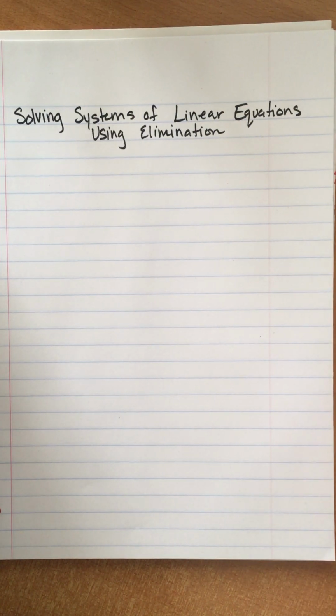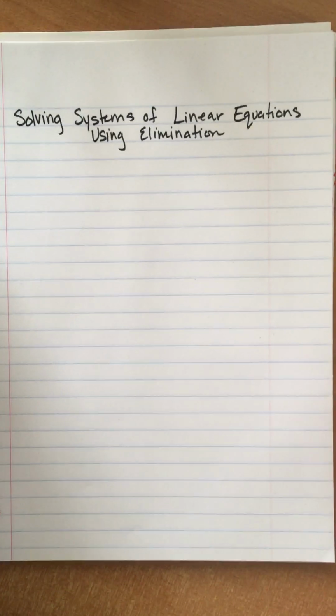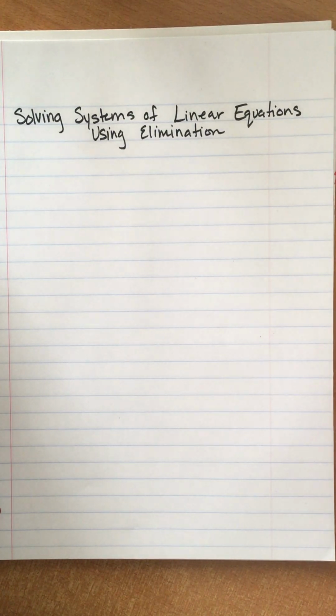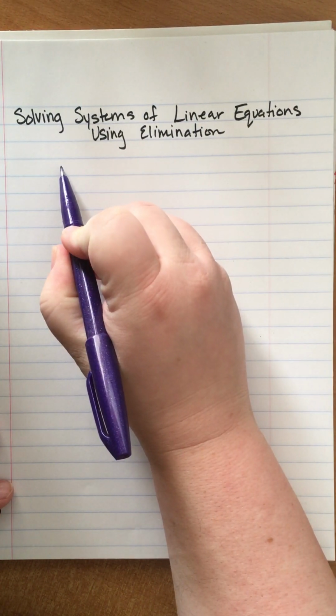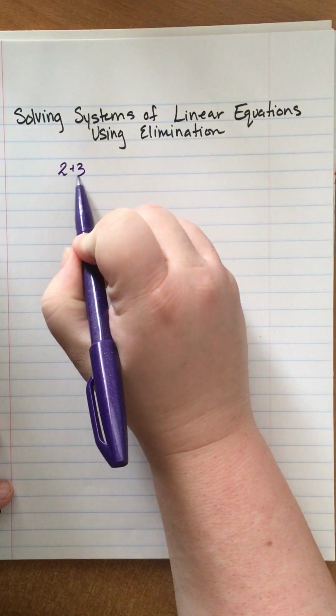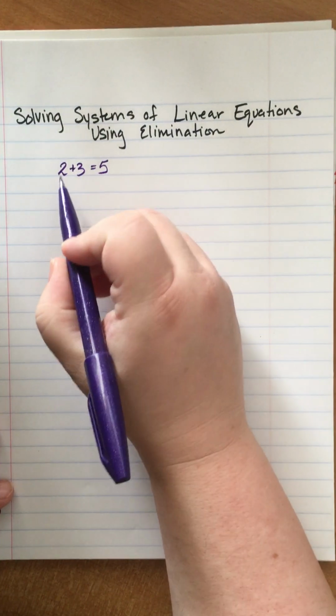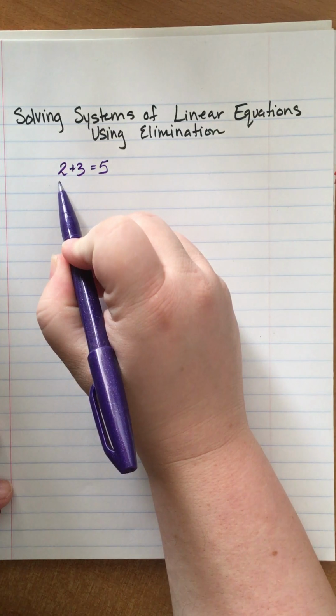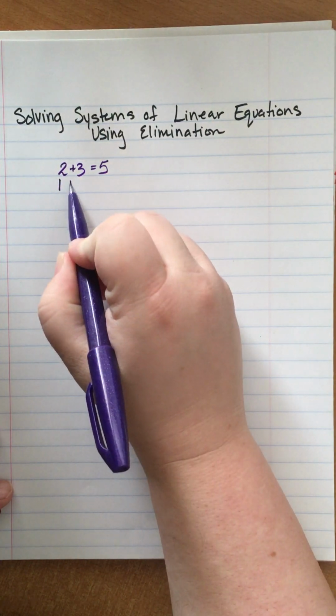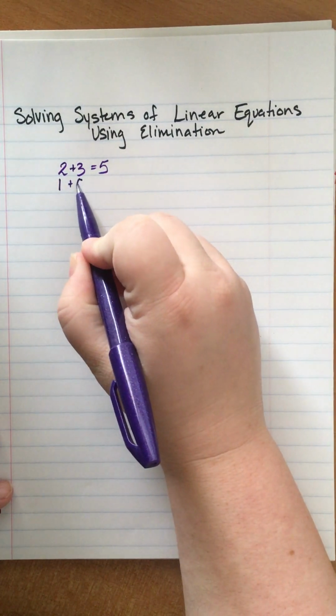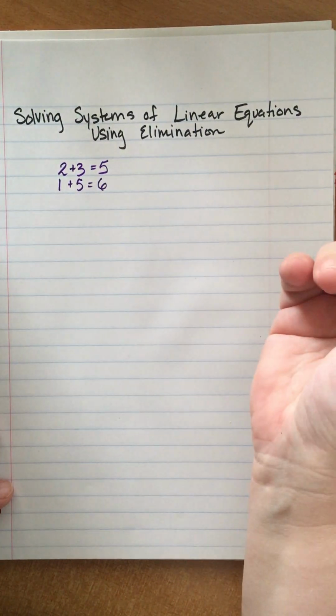I'm going to give you an example using just familiar numbers to help you understand why we can use elimination to solve these systems of linear equations. So imagine I have this equation that 2 plus 3 equals 5. And then let's say I have another equation that 1 plus 5 equals 6. So I've got these two equations.